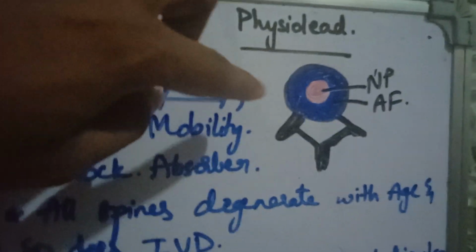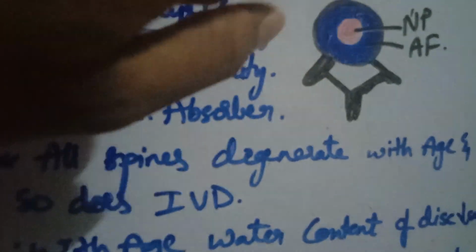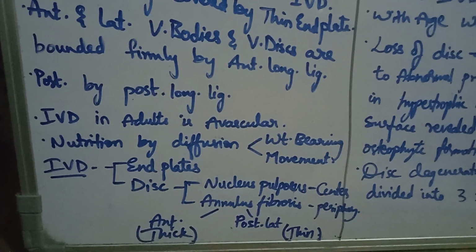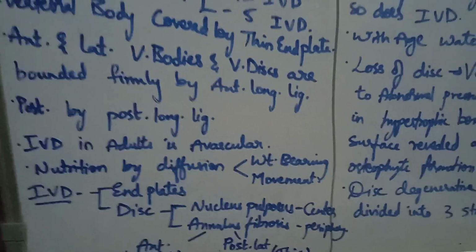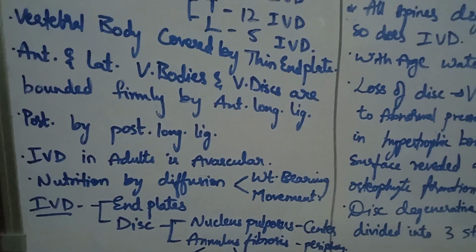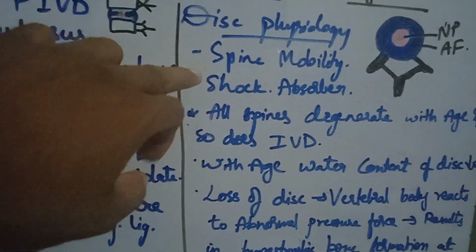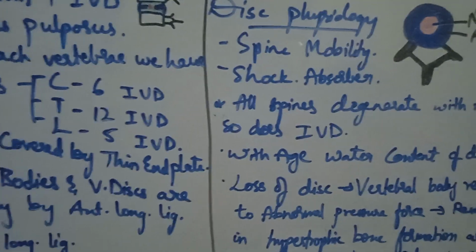Here this is a cross sectional view. In the center we have the nucleus pulposus, and surrounding it the blue color one is called the annulus fibrosus. The nucleus pulposus is made up of collagen, whereas the annulus fibrosus is made up of fibrocartilaginous structure. Thus the annulus fibrosus is a strong one and the nucleus pulposus is a weak one. In terms of physiology, the intervertebral disc along with the spine helps in spine mobility as well as acting as a shock absorber.